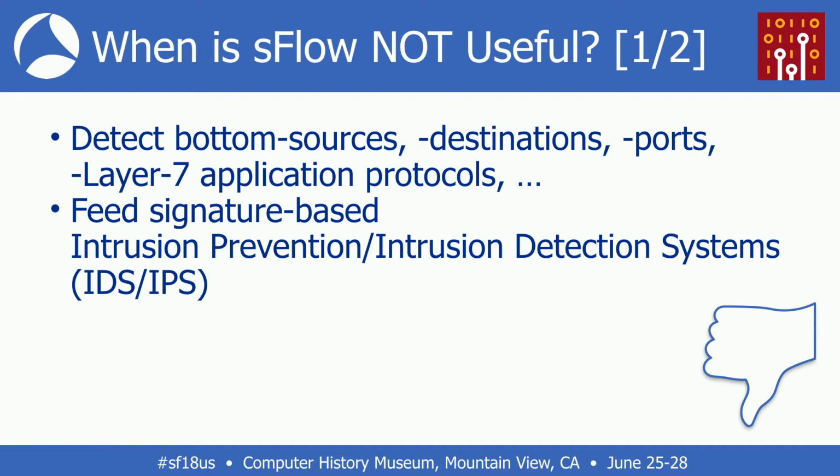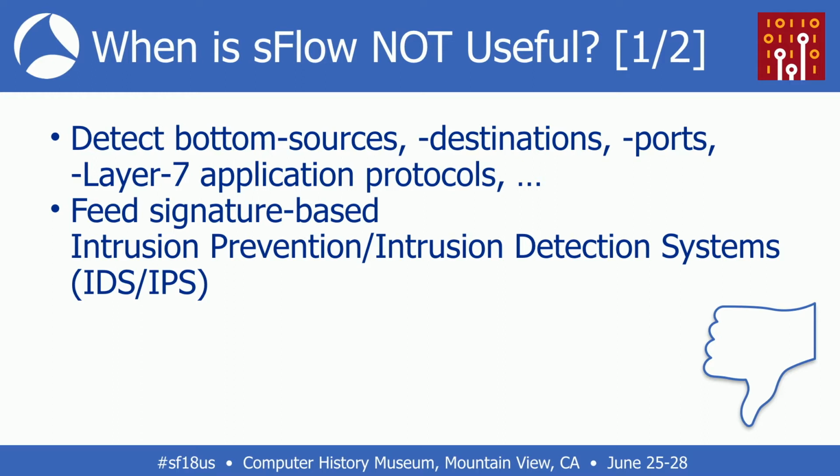Well, so sFlow is useful to help us in solving a certain kind of problems, but it's not useful when it comes, for example, to detect the hosts that are talking the least in the network. Because, again, sFlow is a sampling technology. So if one host is almost always silent, the chance to sample its own packets is very low.